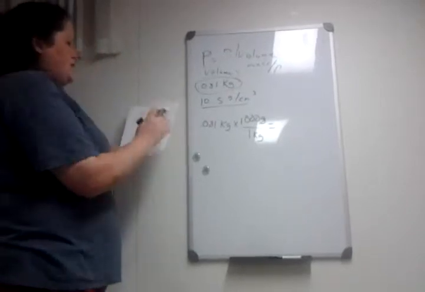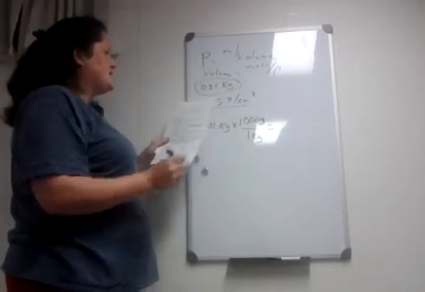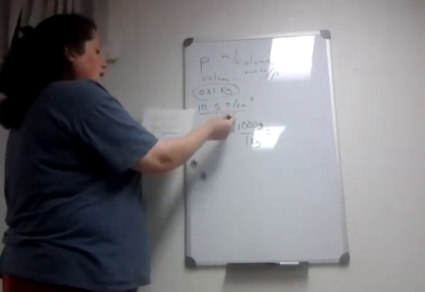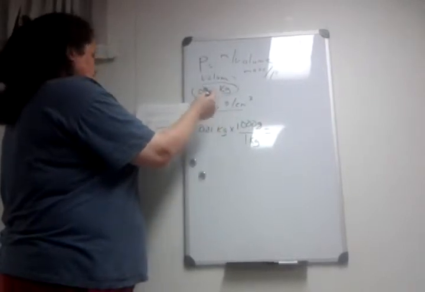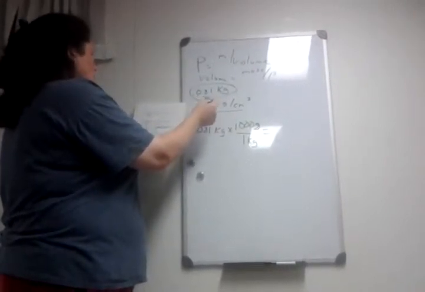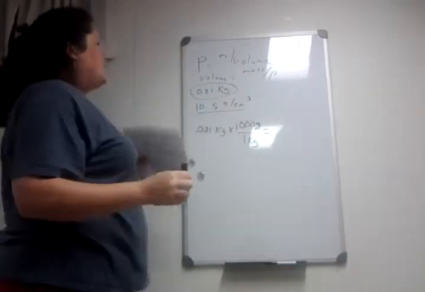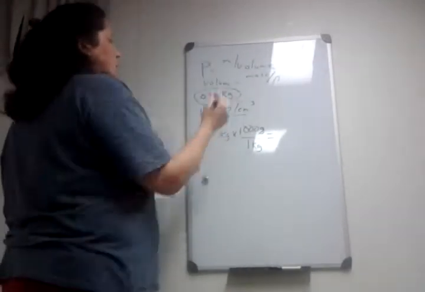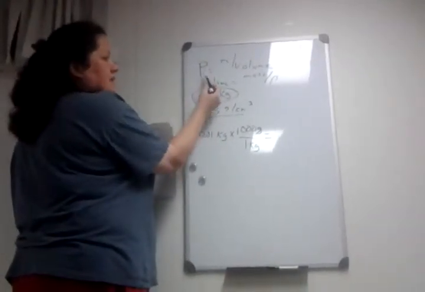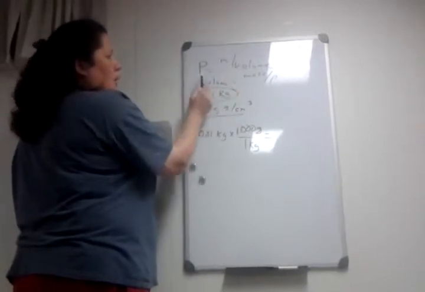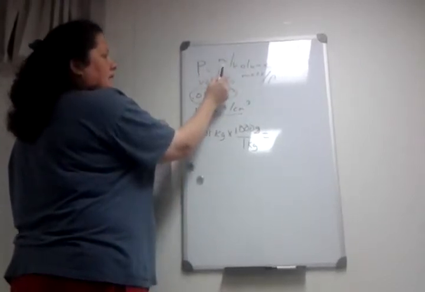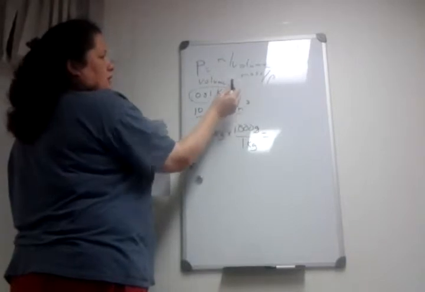This question was 115. It stated that the density of silver is 10.5 grams per centimeter cubed, and it was made of 0.081 kilograms of silver. They wanted to know what the volume would be. We have our density equation. Density equals mass divided by volume. We know the density. We know the mass. We have to solve for volume.